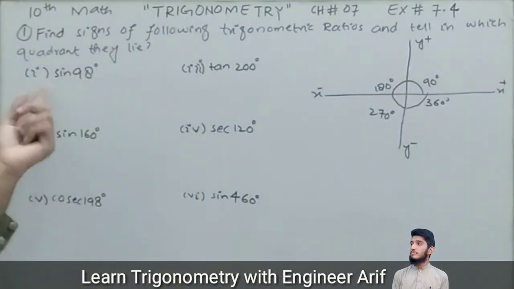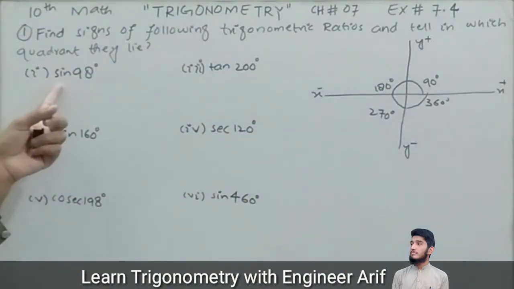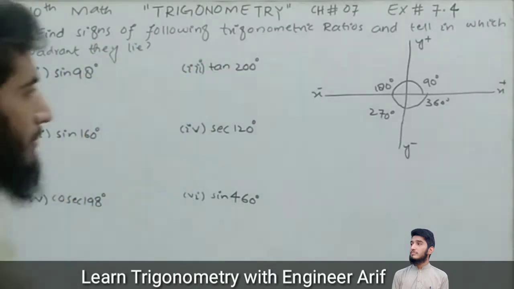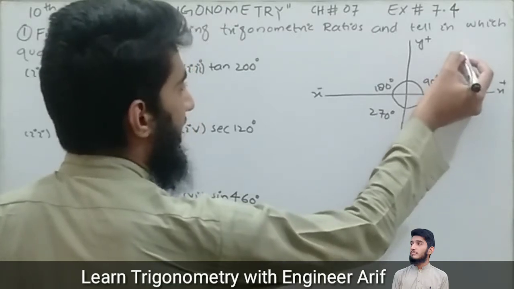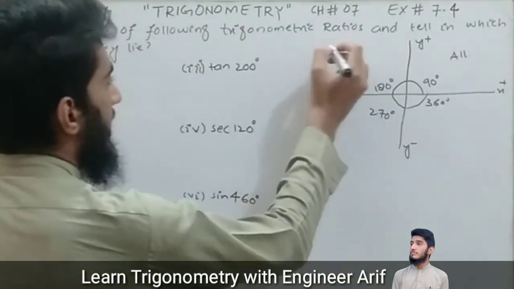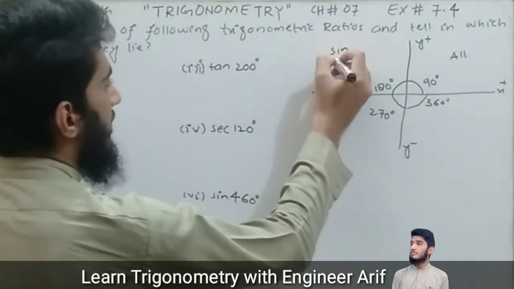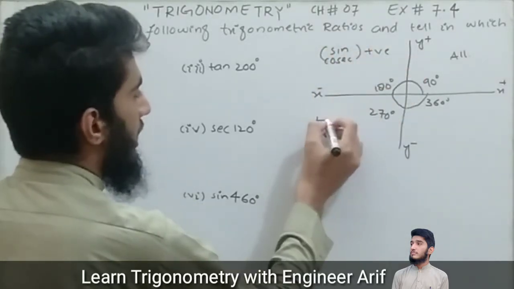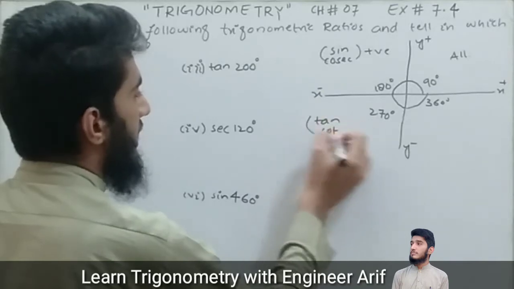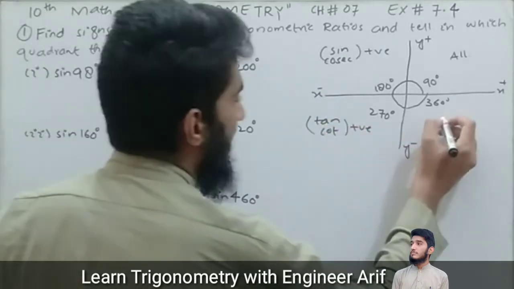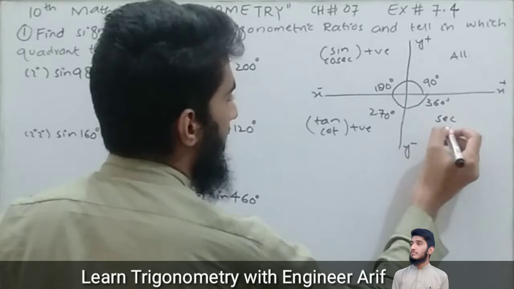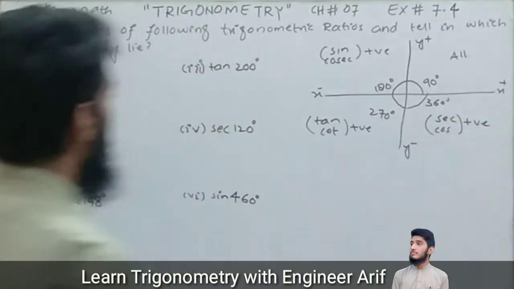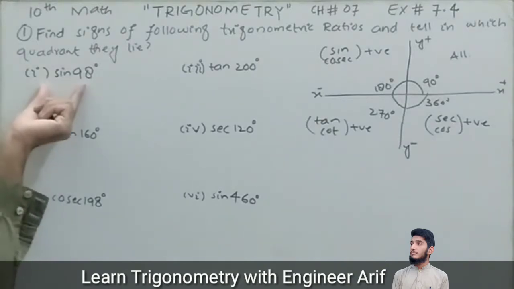In the first part, we find the sign of the trigonometric ratio sine 98 degree. Remember, in the first quadrant, all trigonometric ratios are positive. In the second, sine and its reciprocal cosecant are positive. In the third, tangent and its reciprocal cotangent are positive. And in the last one, cosine and its reciprocal secant are positive.